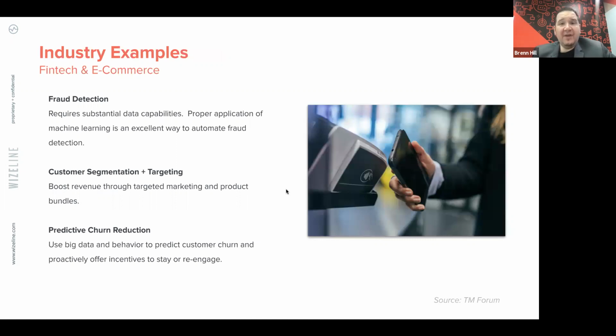So let me give you a couple of examples that are industry specific, that are things you could think about. If you're in fintech or e-commerce or something like that, where you're more likely to be B2C, fraud detection is a huge opportunity that has a direct impact on your bottom line. If you can detect fraudulent orders, fraudulent transactions more accurately using your data, then that's going to save your company a tremendous sum of money.